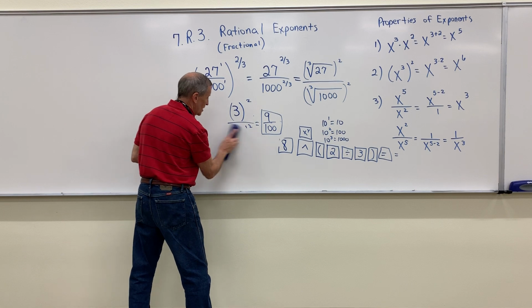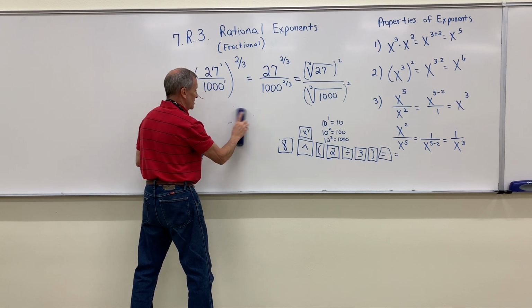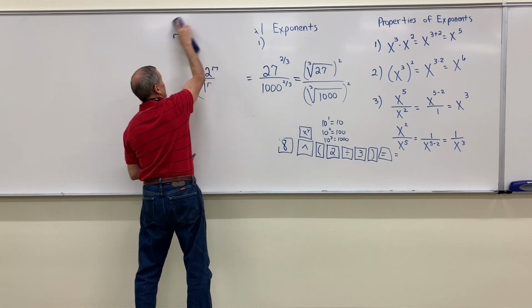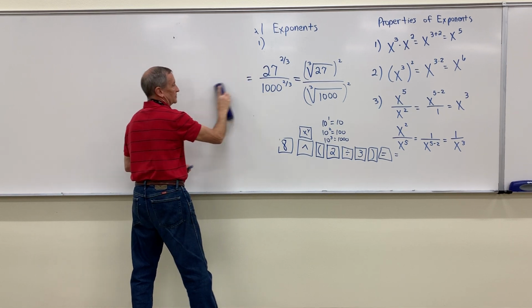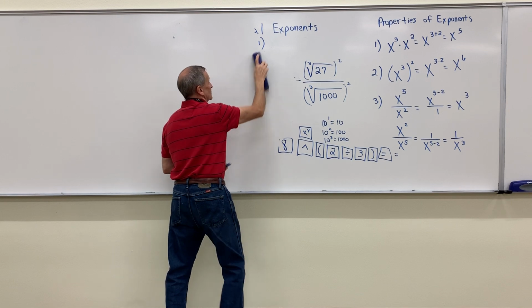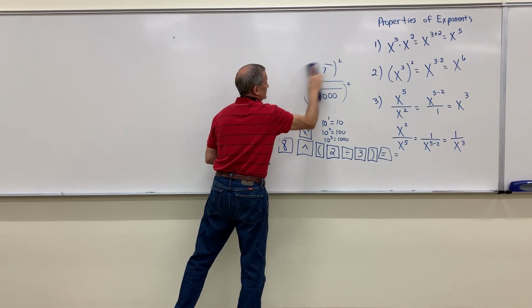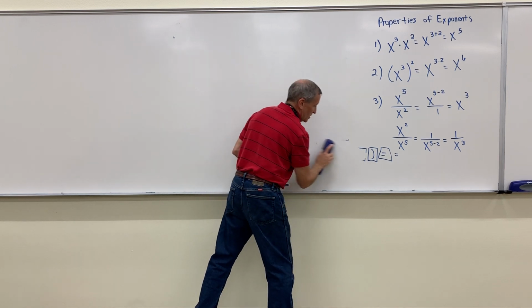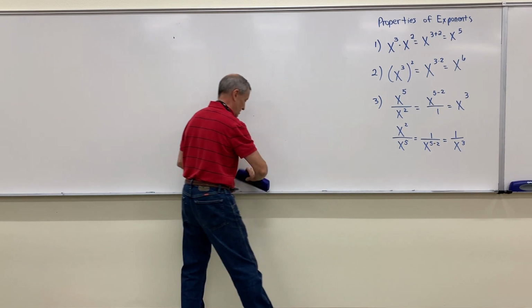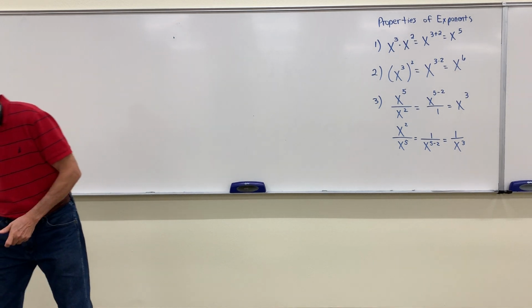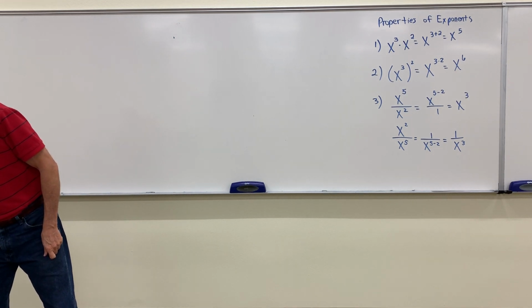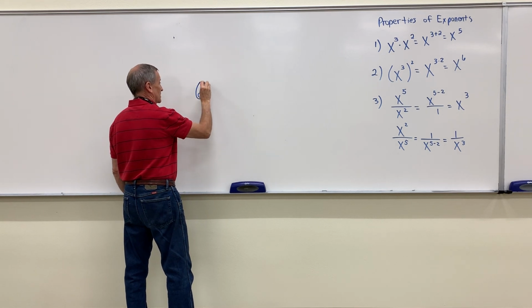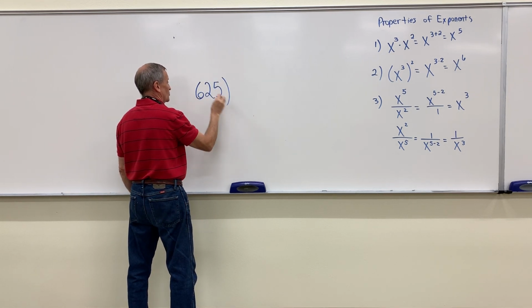Okay, check out some more of your stuff from Hawks. This is going to be one in which you're going to be very happy you have your little chart, because you're going to use your chart. .625 to the 3/4.